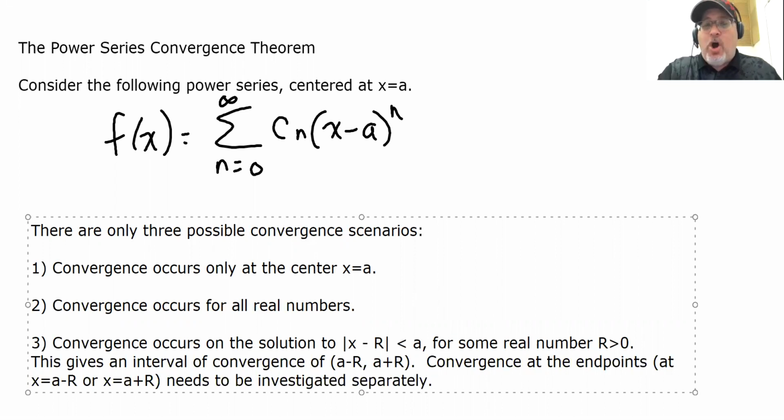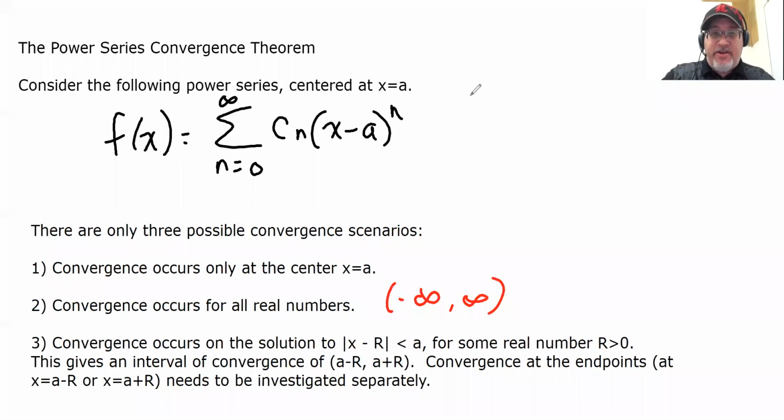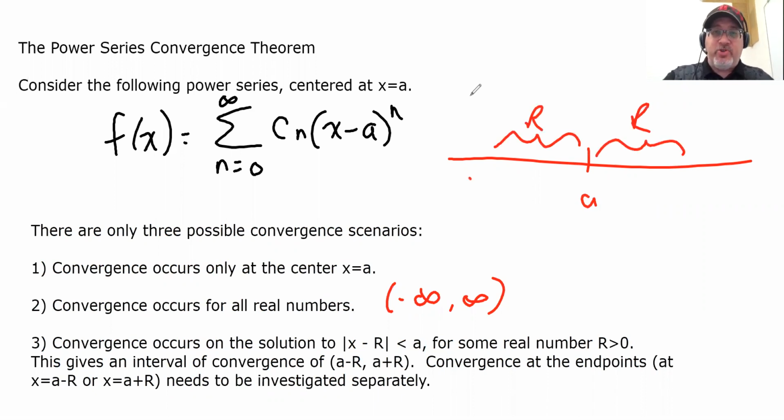Now, don't let the a's and the r's throw you off. All we're saying is that you're going to solve some absolute value inequality. You're going to get an interval. The interval is going to be centered at a. If you were to think about this interval down here from a minus r to a plus r, a is the middle, r represents the distance you go in both directions. If you go to the left, you go to a minus r. If you go to the right, you go to a plus r.